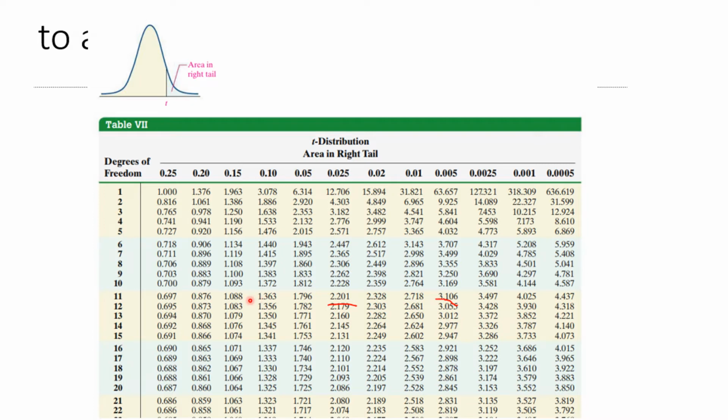Also, the same problem asks us about a 99% confidence interval. That means that we're talking about the middle 99%. That means I have 0.5% over here and 0.5% over here by symmetry. So on that question, again, I have 12 data points, the degrees of freedom will be 11, but now I'm going to look here because this is the area in the right tail, and we'll see that the number that we're using is going to be 3.106.